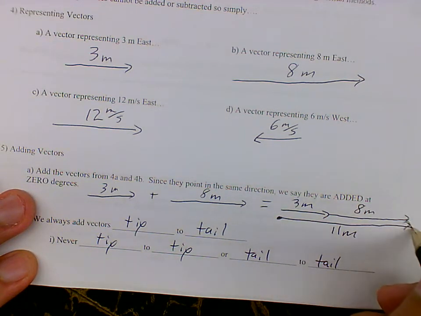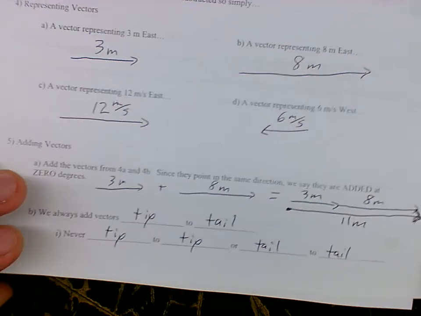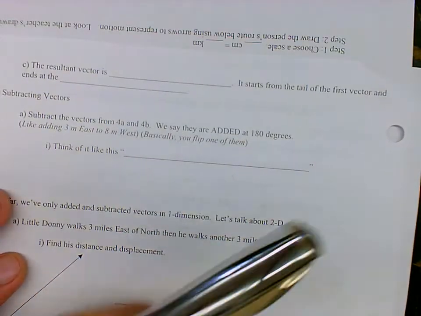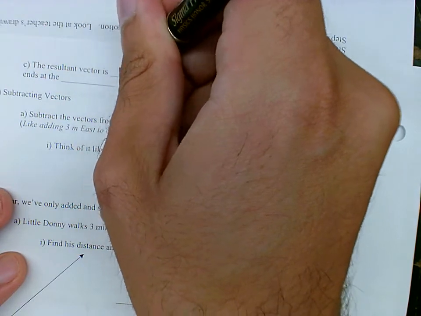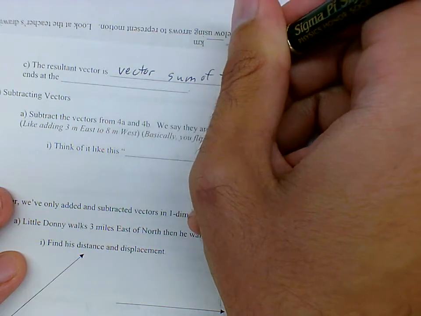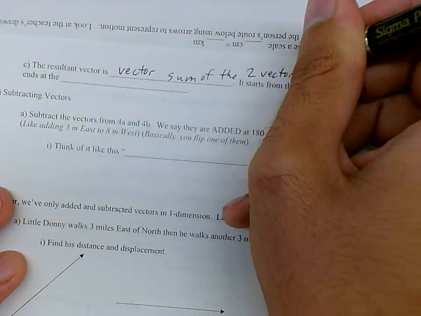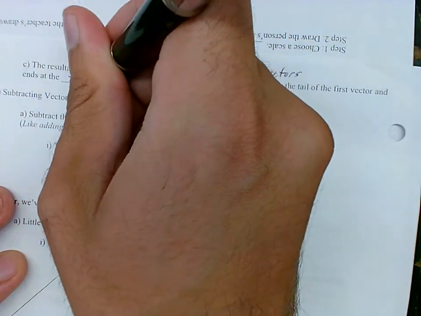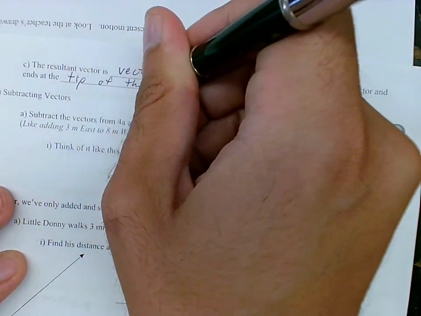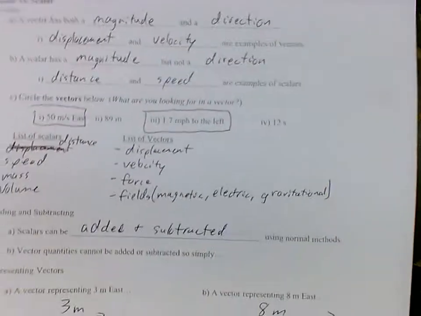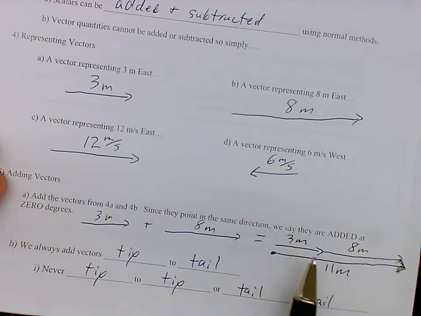So this is our resultant vector, this 11 meter vector going to the right. Okay, so if we flip over, there's some more to write about that. The resultant vector is the vector sum of the two vectors. It starts from the tail of the first vector and ends at the tip of the second. So this is our resultant, again, this vector down here.